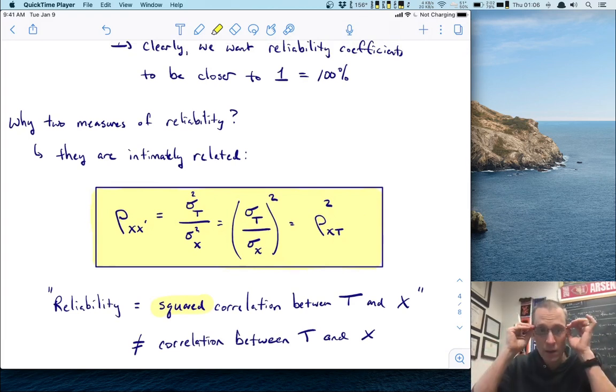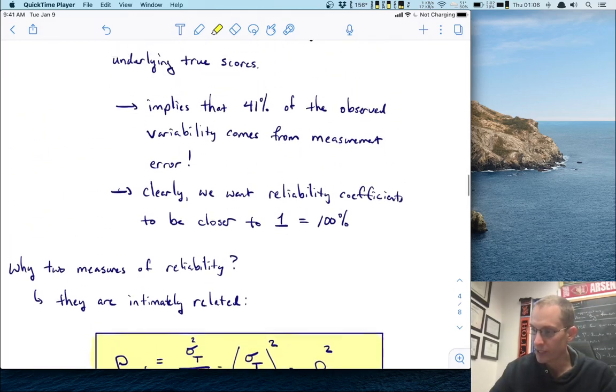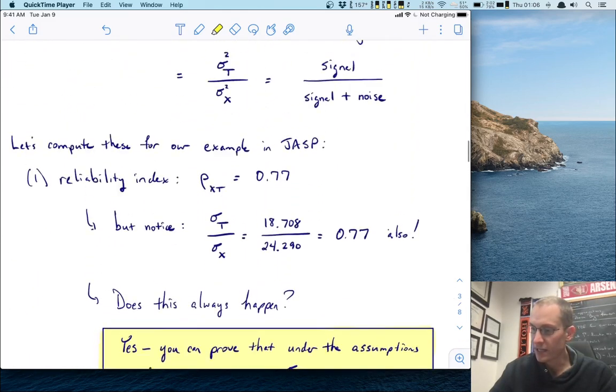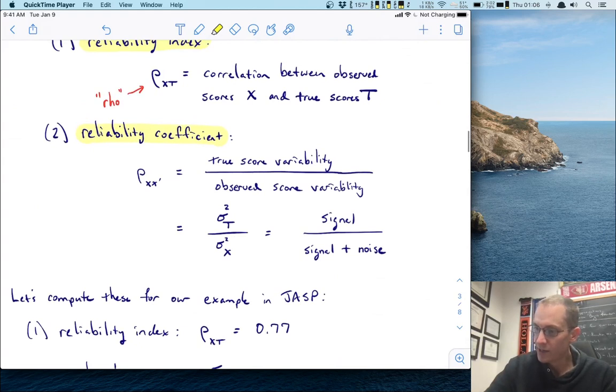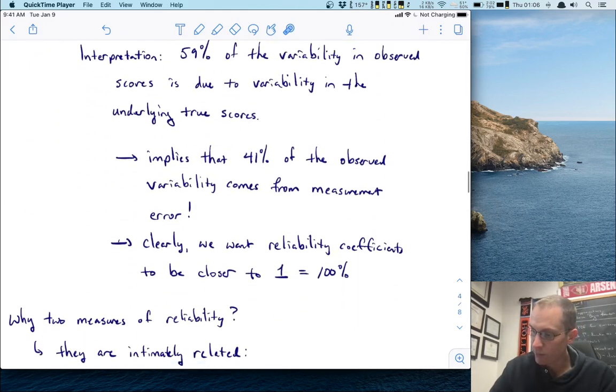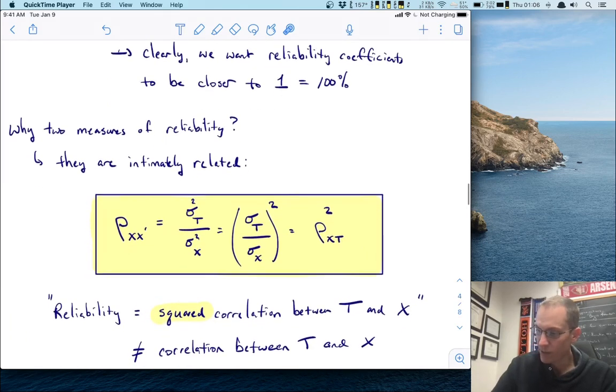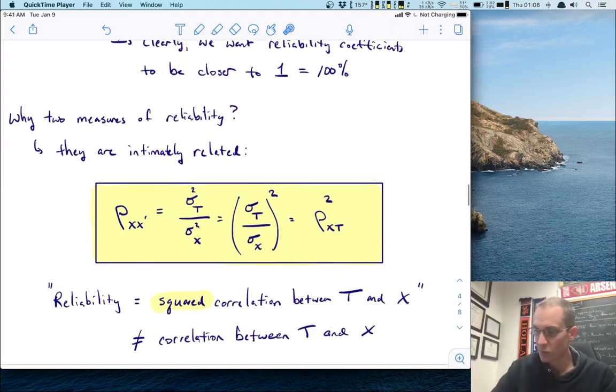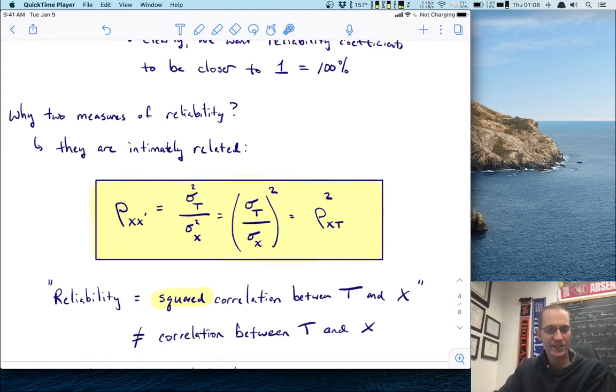All right, I assume you're back. What have we done? Well, actually what we've done, if you go back and follow every step, is we've developed two equivalent ways to think about reliability. We've thought about reliability as this, right? The proportion of variability that's due to the true scores. We now know that reliability is equal to the squared correlation between T and X, between the true scores and observed scores. Turns out there's even more ways to think about reliability.